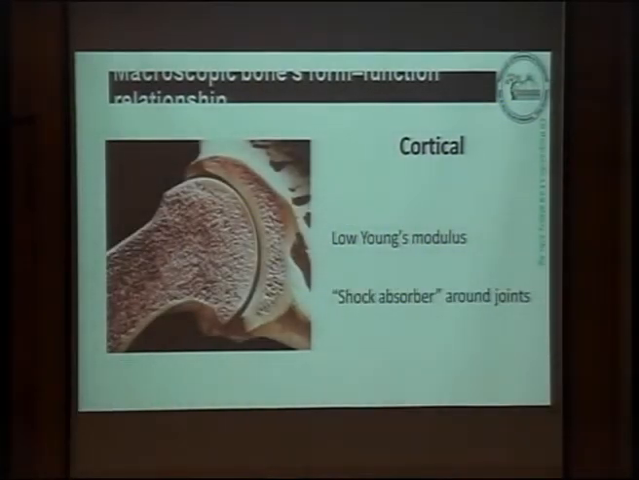We always find this cancellous bone near our joints, and it's there to act as a shock absorbent, protecting our cartilage and joint. So it takes the shock; it acts as a shock absorber material around the joint.